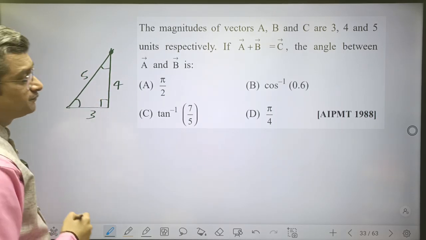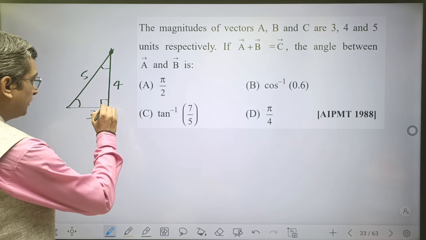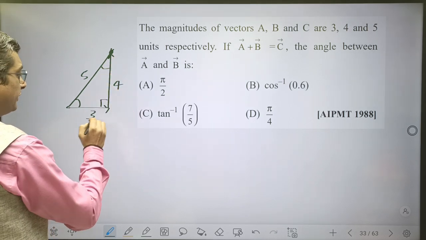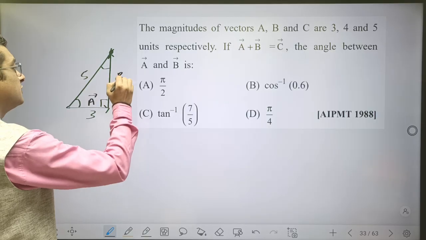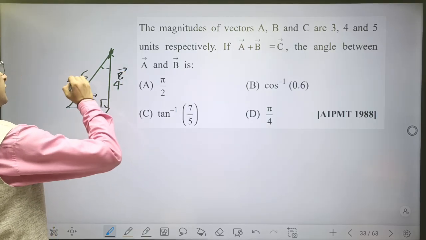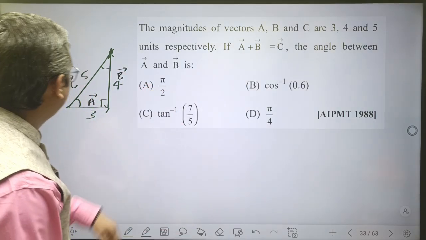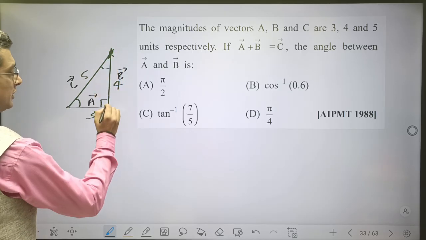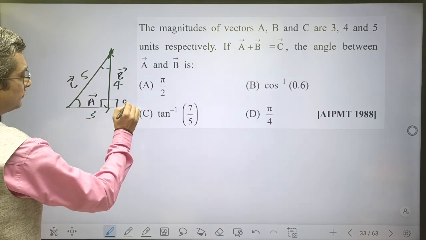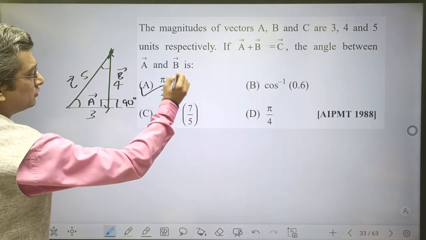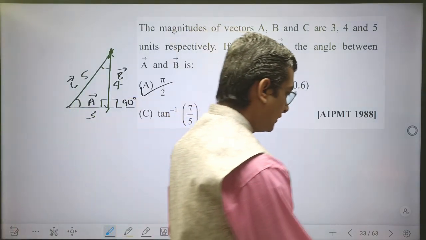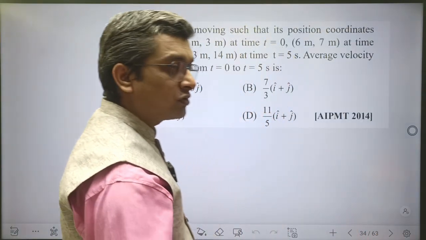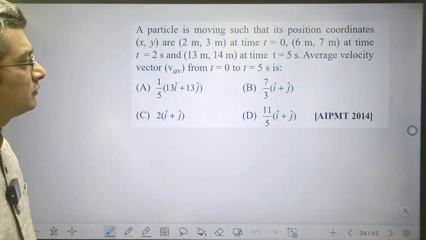Now let us suppose here it is given that a plus b, this is vector a, this is vector b, a plus b, and this is vector c. You are asked to find the angle between a and b. So this is the direction of b and this is the direction of a. So this angle is 90 degree or pi by 2 radian. So option A is the answer. This is the special case of Pythagorean triplet, right angle triangle. So just go through the trigonometry lectures, there we have done it.